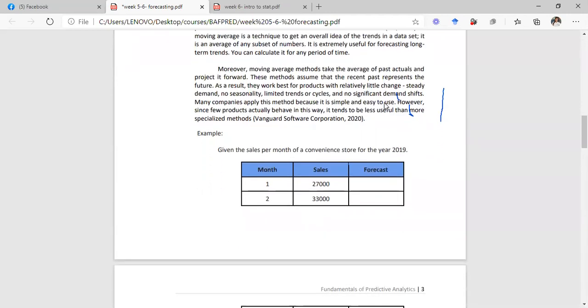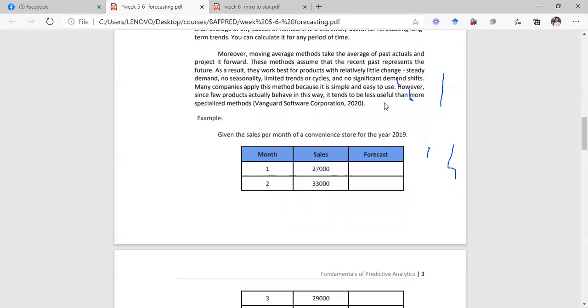So, moreover, moving average methods take the average of past actuals and project it forward. These methods assume that the recent past represents the future. As a result, they work best for products with relatively little change, steady demand, and no seasonality. Those without seasons, like for example, food, canned goods, and the like. No seasonality, limited trends or cycles, and no significant demand shifts. Many companies apply this method because it is simple and easy to use.